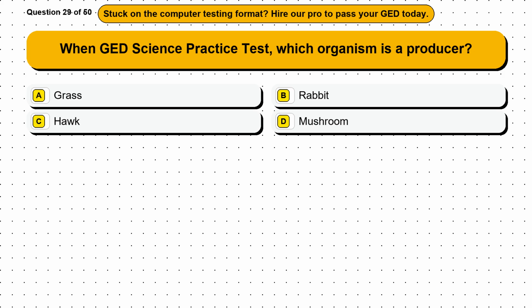Question 29. When GED Science Practice Test, which organism is a producer? Option A Grass. Option B Rabbit. Option C Hawk. Option D Mushroom.